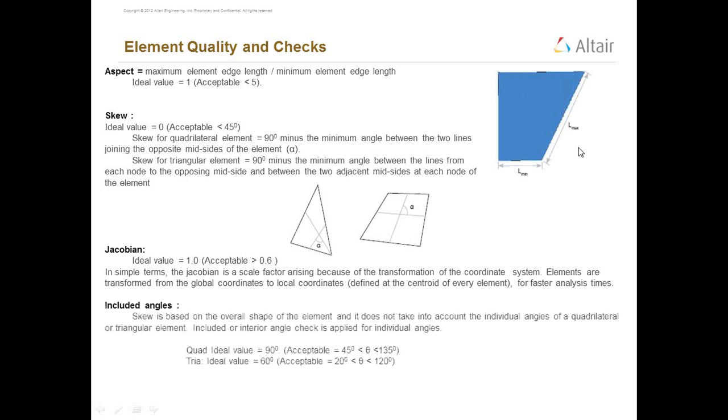Then included angle, that is very important. Skew is based on the overall shape of the element and does not take into account the individual angles of the quadrilateral or triangular element. Included or interior angles check is applied for individual angles. For quadrilateral or quad, the ideal value is 90 degrees, but the acceptable range is 45 degrees to 135 degrees. For tria elements, the ideal value is 60 degrees, but the acceptable range is 20 degrees to 120 degrees.